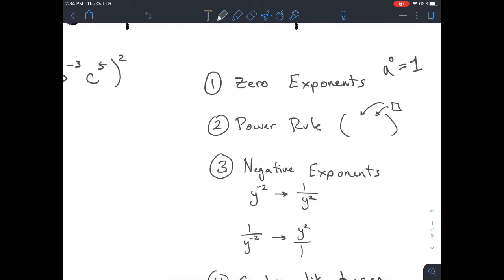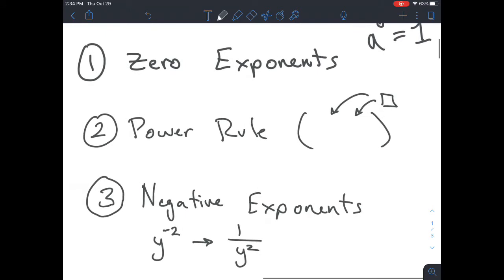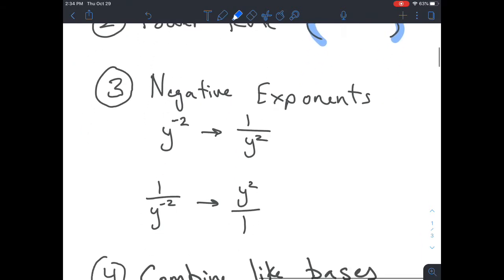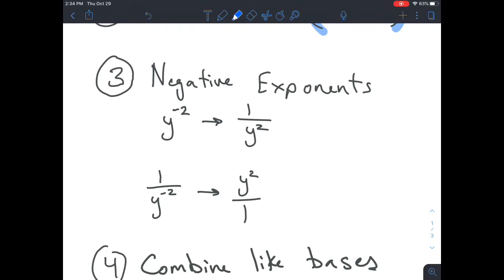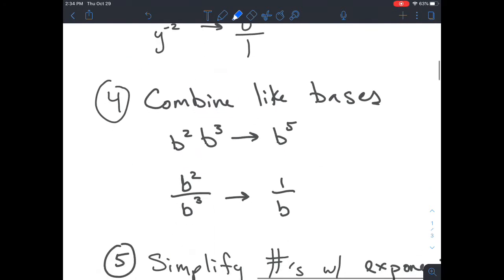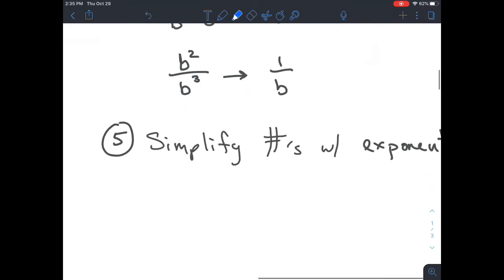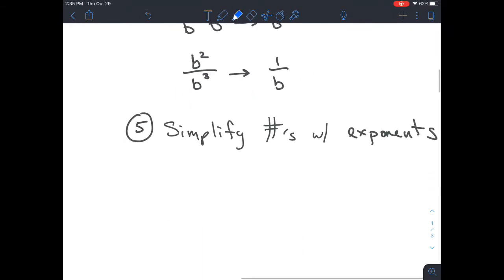I'm then going to look for power rule applications where I have an exponent outside of parentheses, and then I can kind of distribute him in. I'm going to take care of negative exponents by having some term in a numerator go to a denominator, or vice versa. I'm going to combine like bases using the multiplication rule or the quotient rule. And the last thing that we're going to look for is simplifying any numbers that might have an exponent, because you don't want to leave numbers with exponents on them.